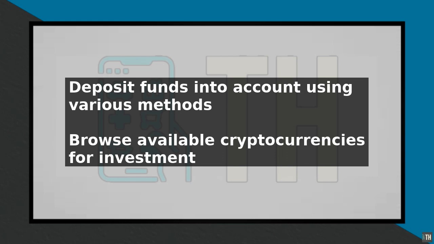To place an order, select the cryptocurrency you want to buy, enter the amount you want to invest, and confirm the transaction. You can also set up a recurring buy to invest a fixed amount of money at regular intervals.